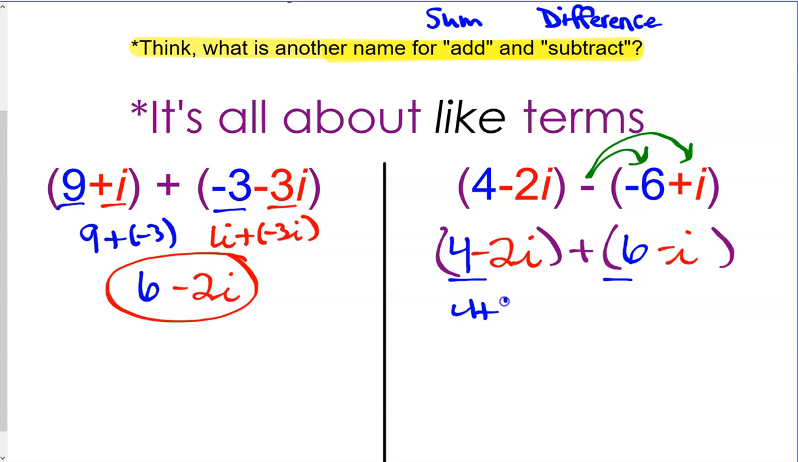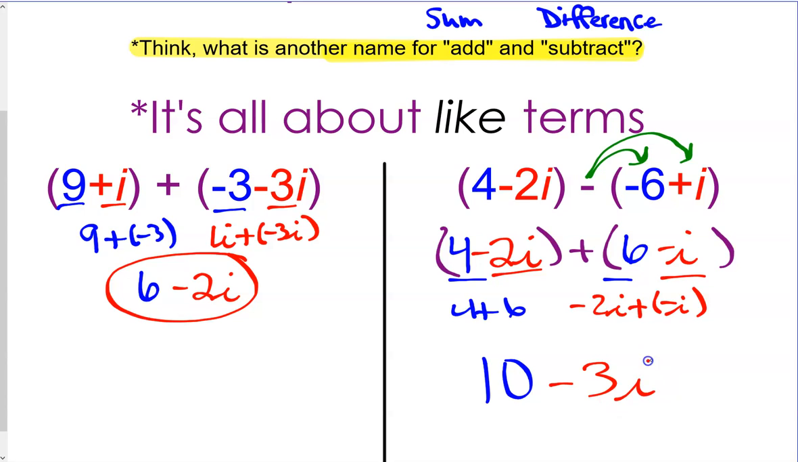So that's 4 plus 6, which gives me 10. And then I'm going to add my imaginaries together. So that is negative 2i plus negative i. That's like saying negative 2 minus 1. So that's going to be negative 3i. All right, so that is adding and subtracting.